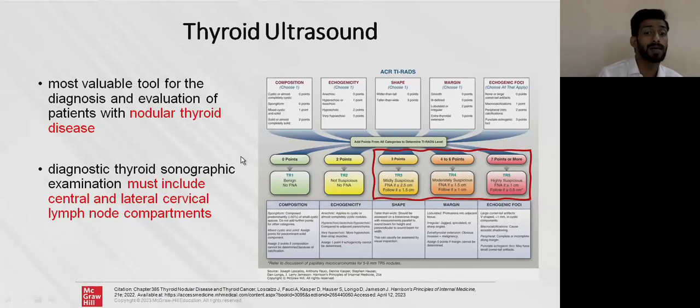Important thing. Diagnostic thyroid ultrasound imaging should definitely include central and lateral cervical node assessment as part of thyroid ultrasonography in all patients, which is why we do thyroid and neck.